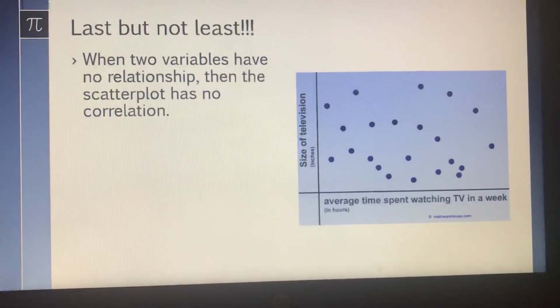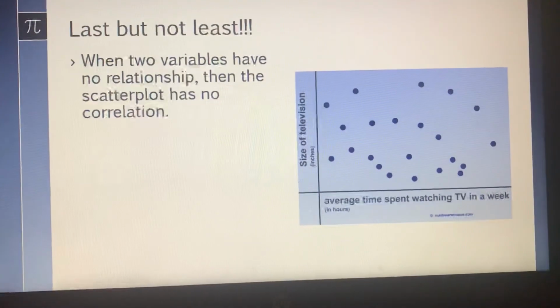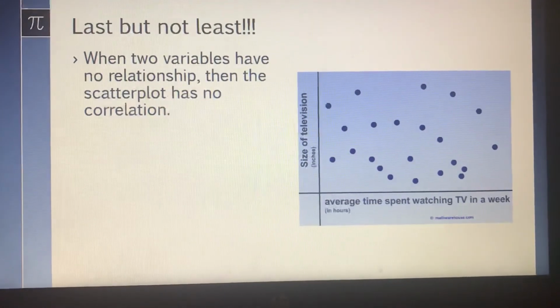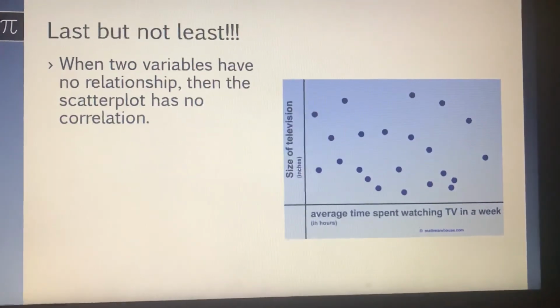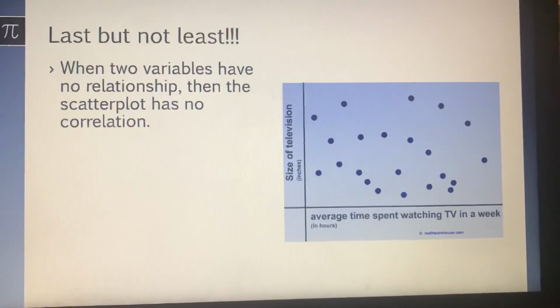Last slide. When two variables have no relationship, then the scatter plot has no correlation. If you look at the scatter plot down here, you have dots everywhere, data everywhere.